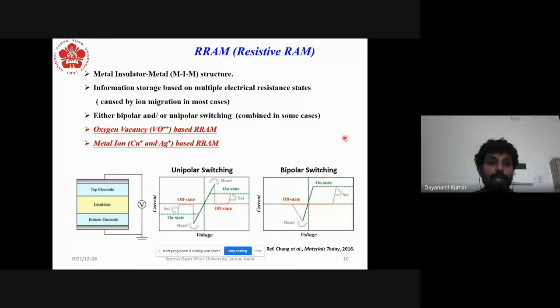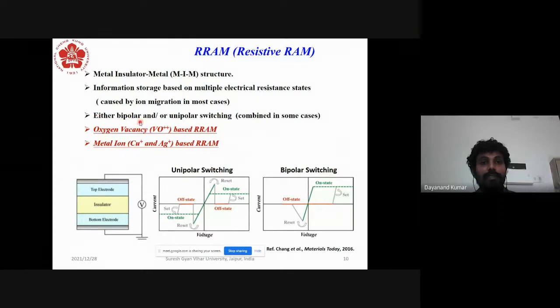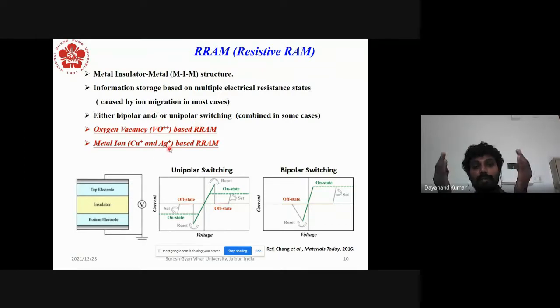So here, if you see the mechanism, this RRAM device might be either bipolar or unipolar. If it is bipolar, that is a different mechanism. If it is unipolar, that is a different mechanism. And the metal ion based one, this is the CBRAM. I already discussed conductive bridging resistive switching memory. So Cu or Ag atoms can diffuse into the resistive switching layer. We will discuss this in the conduction mechanism.